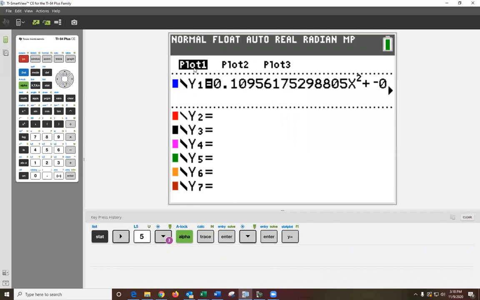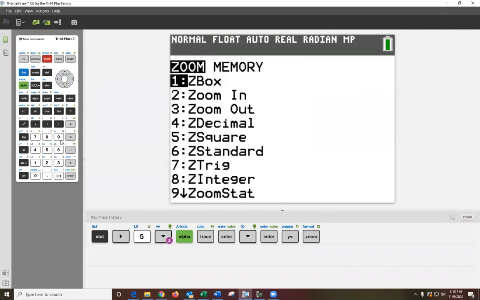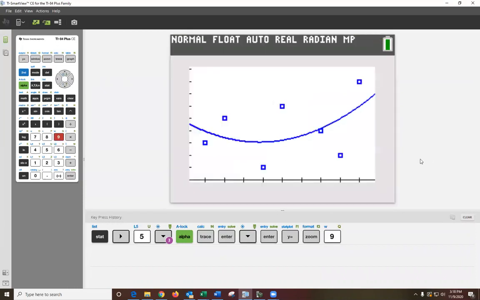I've got plot 1 turned on already, so I can go straight to zoom 9. And as you can see, this data doesn't really fit a parabolic pattern. That's why we got such a low R squared value, so close to 0, suggesting this is the parabola that best matches the data, but it doesn't match it very well at all. So anyway, that would be how you would find the parabola or quadratic function of best fit. It doesn't just have to be a straight line.